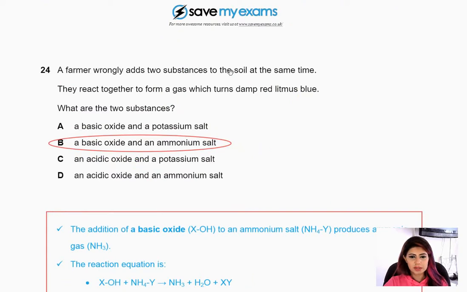24. If a farmer wrongly added two substances at the same time, they react to form a gas, which turns litmus blue. So that's basic. What are the two substances? If they react together and something blue comes out, we learned about ammonia gas coming out when sodium hydroxide reacts with an ammonium compound. So it has to be this one, because sodium hydroxide is a base and this is an ammonium salt. When they react, they form ammonia gas. We did this in worksheet 2, 3. There were many questions on that.